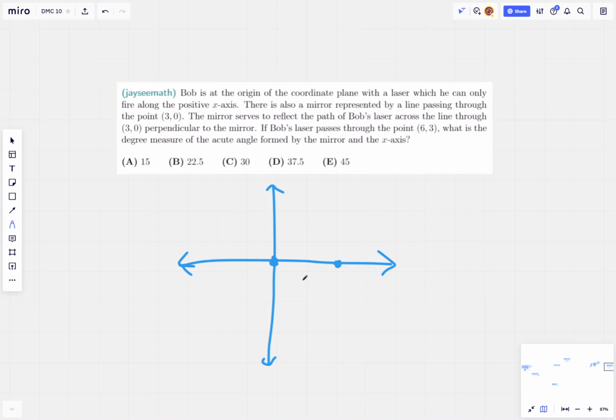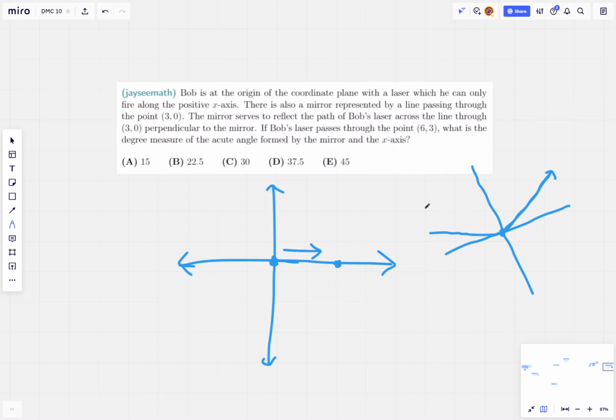there's a mirror represented by a line. We're not going to draw it just yet. Passing through this point, that reflects Bob's laser, which fires in this direction. And then it reflects it across the line perpendicular to the mirror. So suppose that the mirror is like this, and this is the point (3, 0). And then the perpendicular would be here. So if Bob's laser passes like this, then it must go somewhere like this. Then the path must be reflected like this.